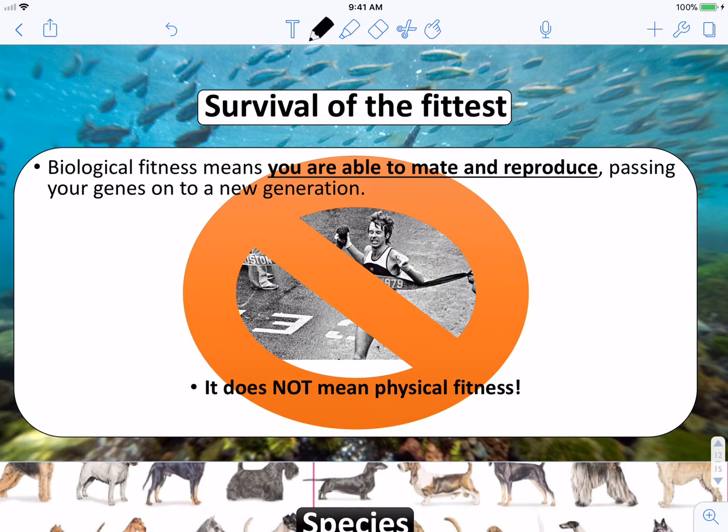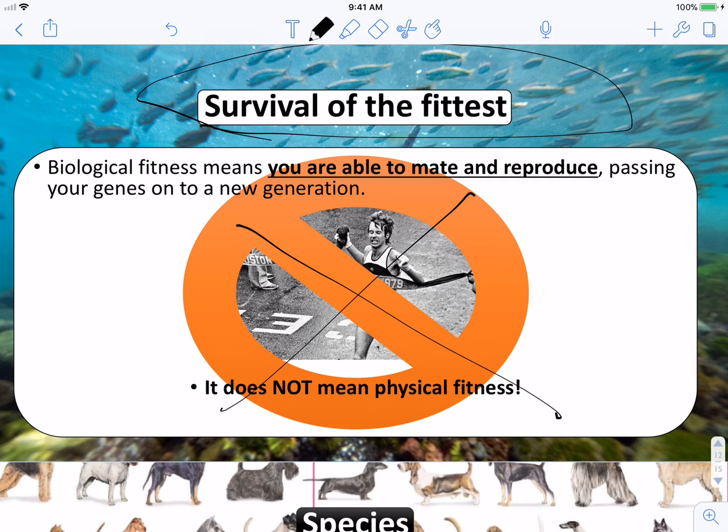Now, biological fitness, so survival of the fittest, does not mean your physical fitness. No. It means that you are able to mate and reproduce and make an offspring that can in turn keep reproducing. So that means you're able to have kids. So if you're fit, you can have kids.